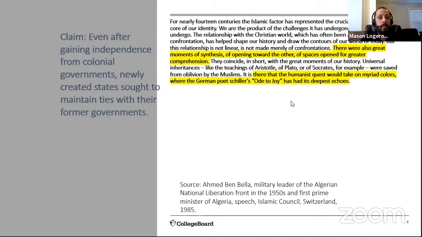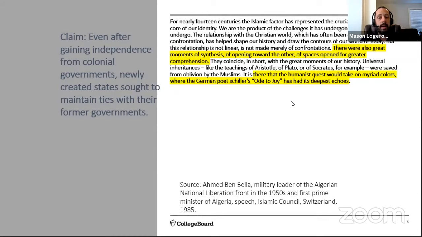The claim that Smith gave for y'all was that even after those independence movements that he talked about yesterday, these brand new states, whether it be in Africa or Asia or elsewhere, were still maintaining ties to the former colonizers, former colonizing governments. And he talked about metropoles and things like that. So here we have a source, someone who was part of the Algerian National Liberation Front. So they're fighting for decolonization in Algeria from France, and later became the first prime minister of Algeria.